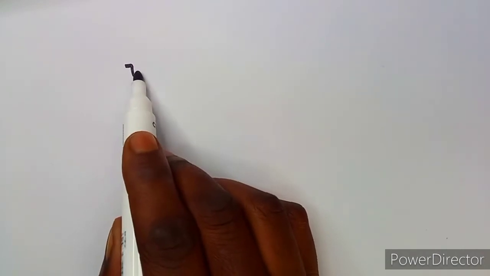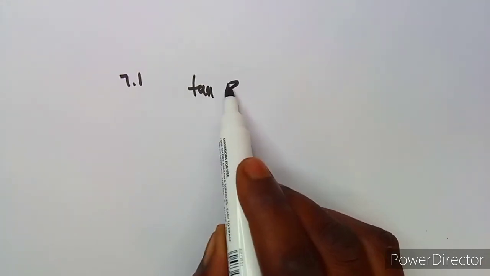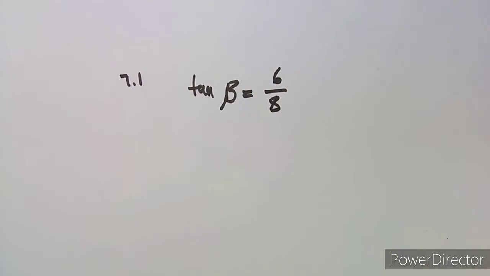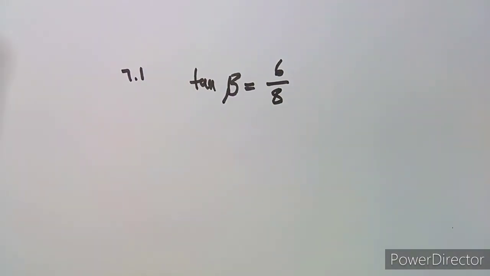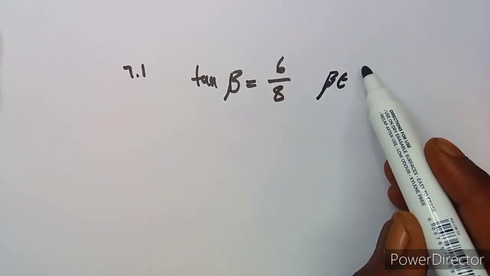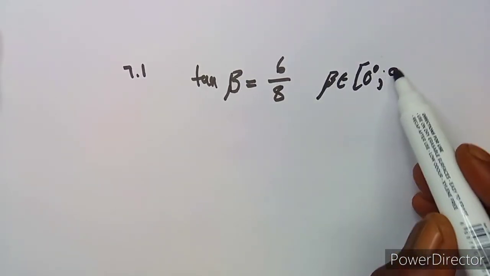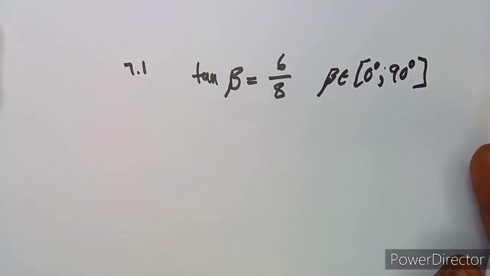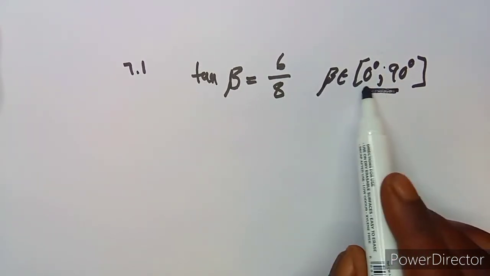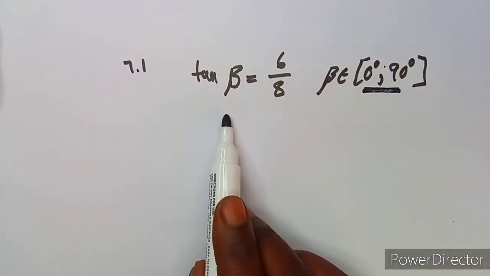All right, so what they actually need you to do in this case, first you can represent this in the quadrant. We are given that tan beta is equivalent to 6/8. So do not reduce this value that you are given. You can just use this value as it is. Yes, you can reduce, but just use this value as it is. You are given that beta is an element of numbers from 0 up to 90. That is the interval. So which means this beta ranges from 0 to 90 degrees. So it is in the first quadrant like this.